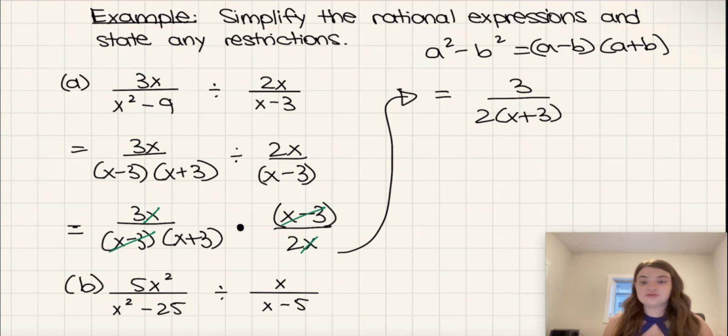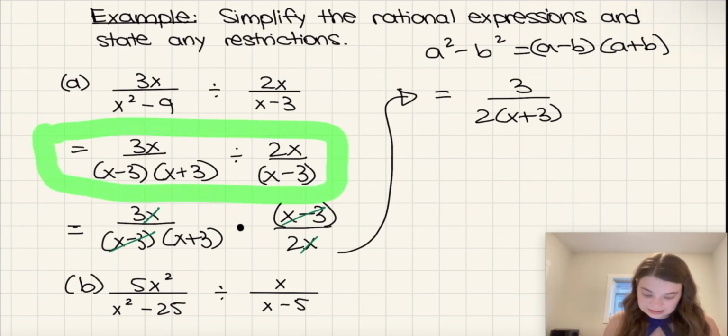Now, what about stating restrictions? In the case of rational expressions, if any value of x would cause 0 to be in any denominator at any time, that means it would be a restriction, because we can never, ever have 0 in our denominator and still have a valid expression. So I'm going to look back at this step over here. The denominators here are x minus 3, x plus 3, and x minus 3. So that means that x cannot equal 3 and x cannot equal negative 3.